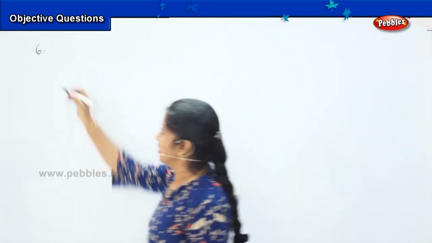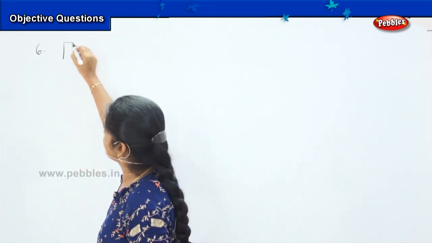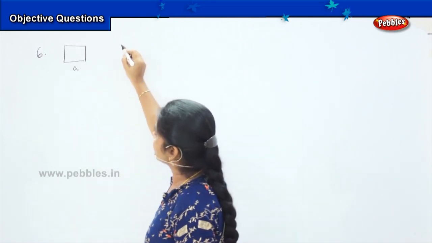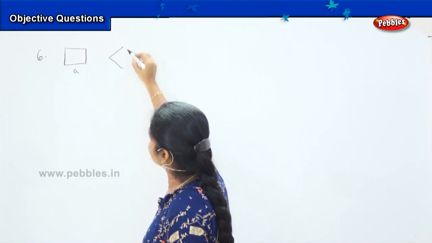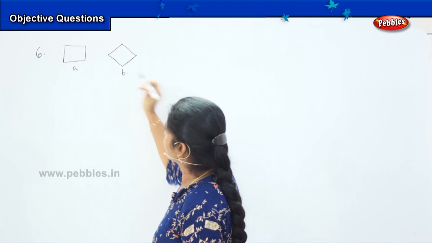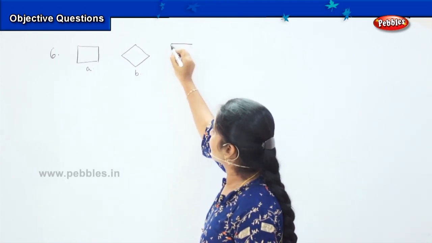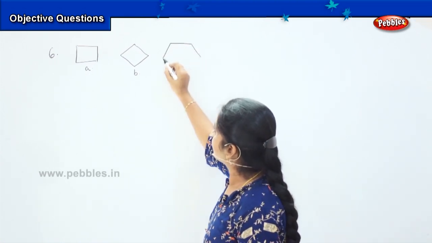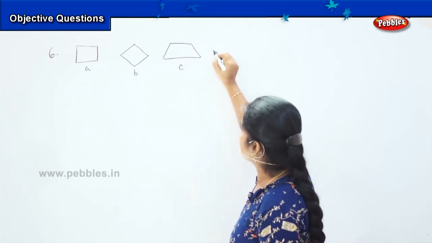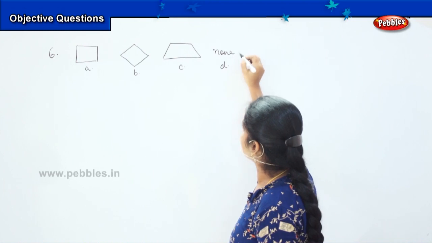Now among these diagrams, you have to identify which of these is not a square. Okay? Your first option, your second option, your third option, and your fourth option is none of these.